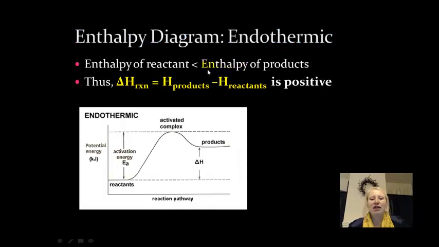In an enthalpy diagram for an endothermic reaction, again we start with reactants of some potential energy, and we have to go over this hill, the activation energy, to get to the products. But as you can see, in an endothermic reaction, energy is entering, so our products have a higher enthalpy than what we started with. And you'll see that this delta H, the products minus the reactants, will be positive, because the products are a bigger number than the reactants.